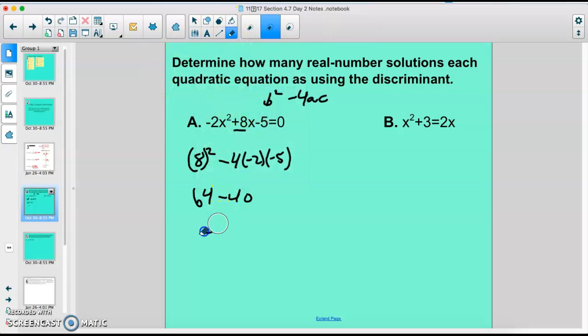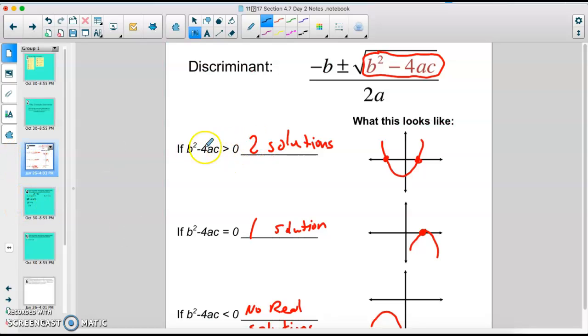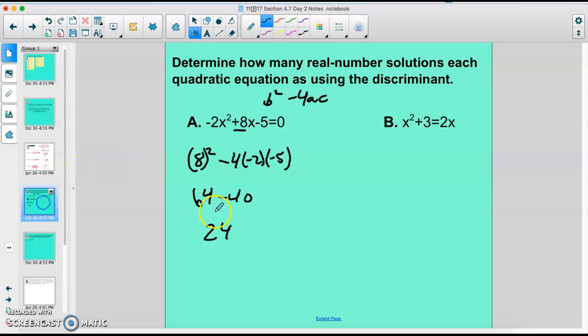Oops, wrong one. Now 24, if we look back at our list, our answer is greater than 0, right? This is greater than 0, and so how many real solutions do we have? We have two real solutions. Two real number solutions.